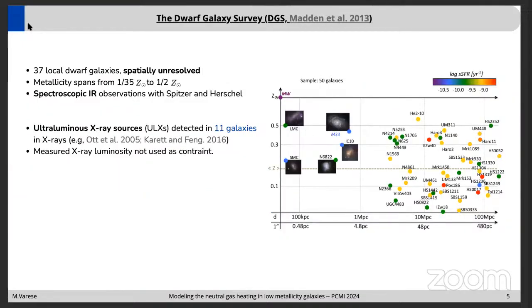To investigate that, we use the Dwarf Galaxy Survey, which is a sample of local star-forming dwarf galaxies with a huge range in metallicity, from 1/35 solar to 1/2 solar. So we will be able to study the variation of heating with metallicity. It has been observed in infrared spectroscopy by Spitzer and Herschel, so we have access to these cooling lines. Interestingly, we also have X-ray observations, with some ultraluminous X-ray sources detected in 11 galaxies. At the end, we will use this X-ray luminosity as a validation of our models.